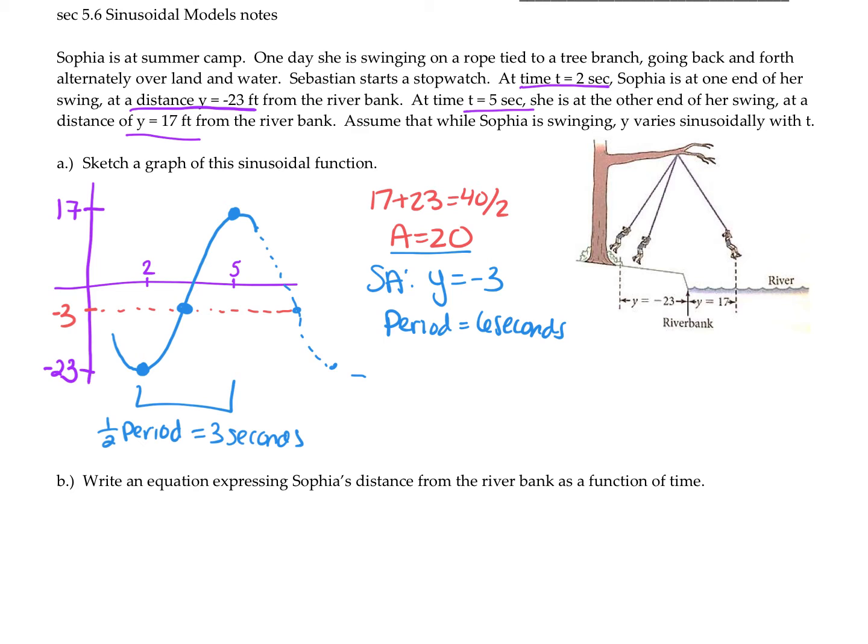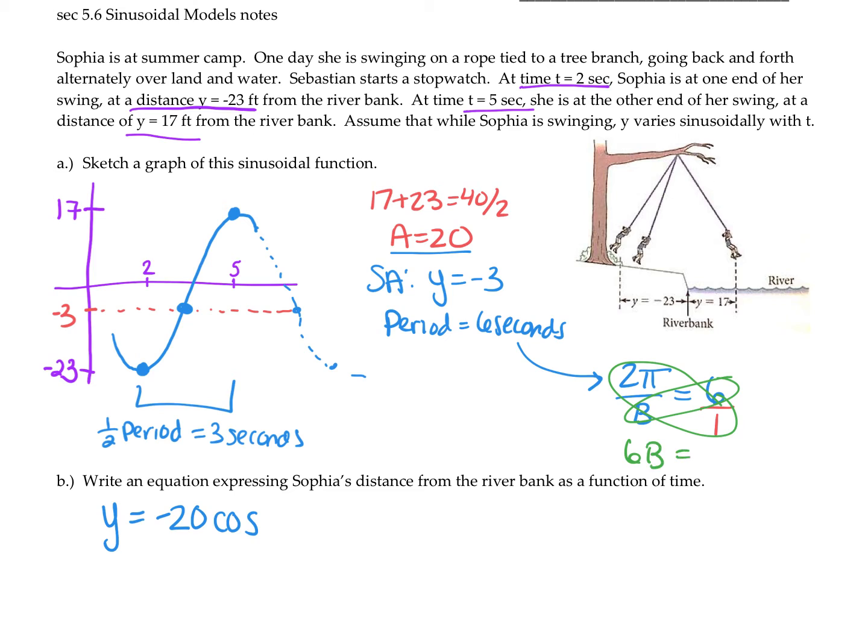By looking at this graph, I see a reflected cosine function. So I'm going to start with a negative 20 cosine, and I need to solve for that b value. I know that 2 pi divided by b is going to equal my period of 6. Since this isn't an easy divide, I am going to put 6 over 1 and then cross multiply. So I'll end up with 6b equals 2 pi, and b is equal to 2 pi over 6, which is pi over 3. So my b is going to be pi over 3.